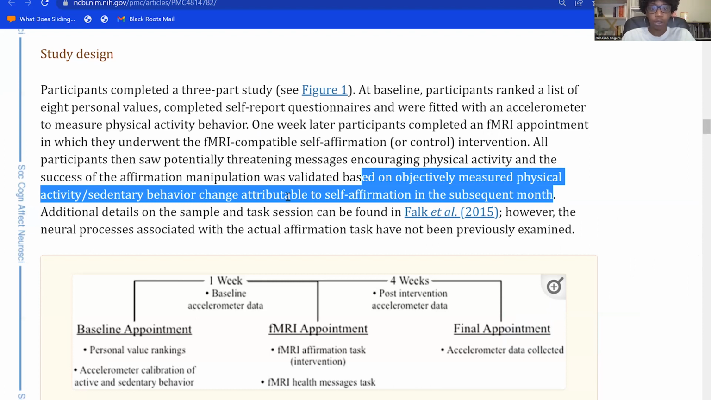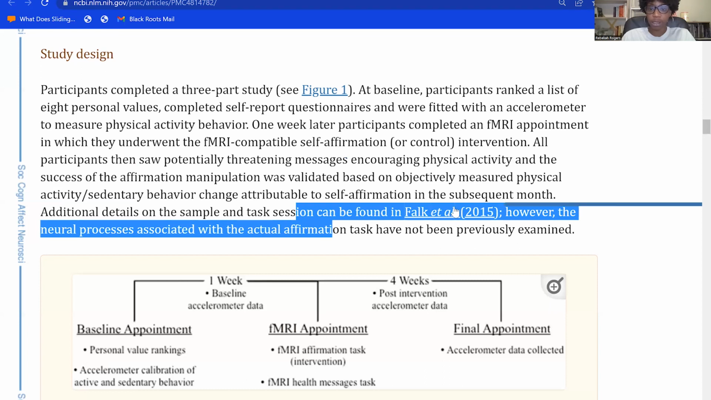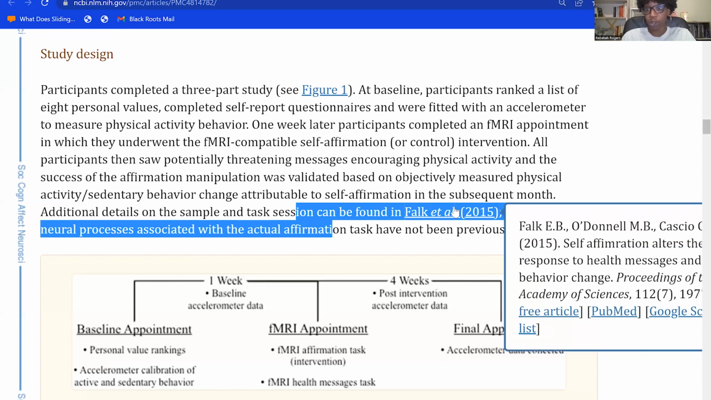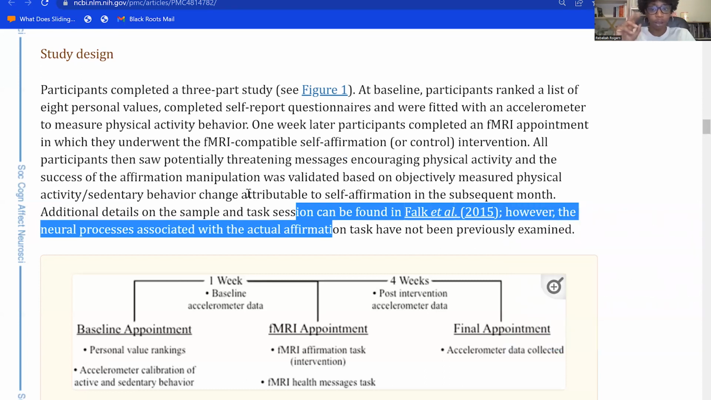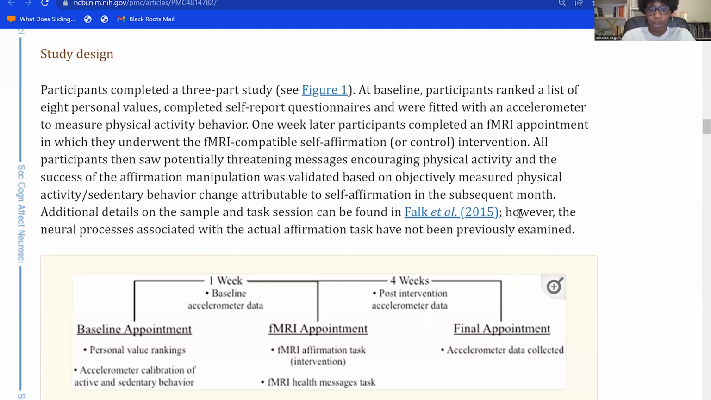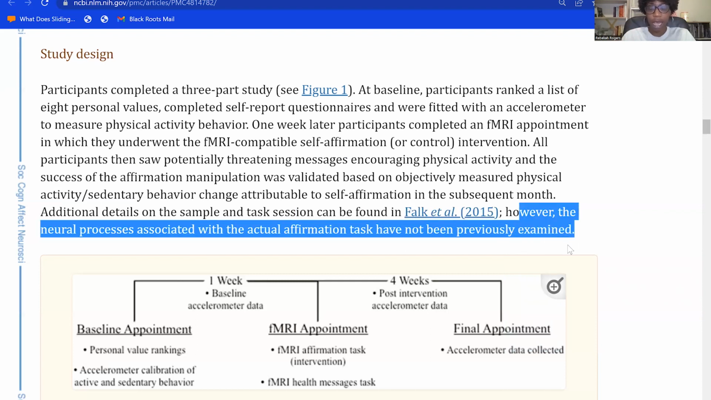Cool. Additional details can be found in this. So it sounds like somebody else has already done this research and they're just altering it a little bit. However, the neural processes with the actual task, so they're adding in the fMRI part, has not been assessed before. They've only done the rest of this. So somebody else, it sounds like, has done the other timeline part. They just didn't add in this fMRI in the middle.